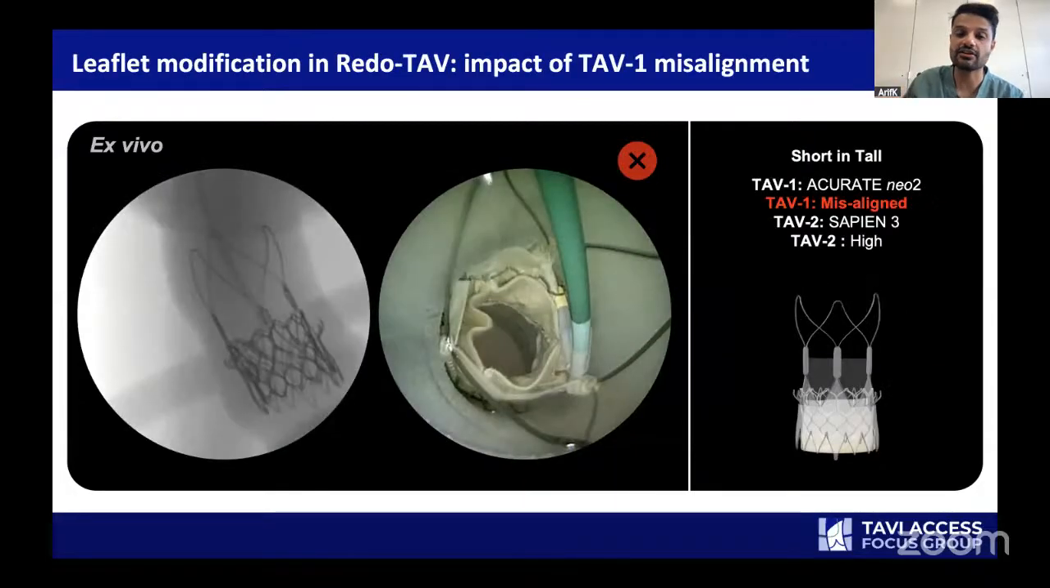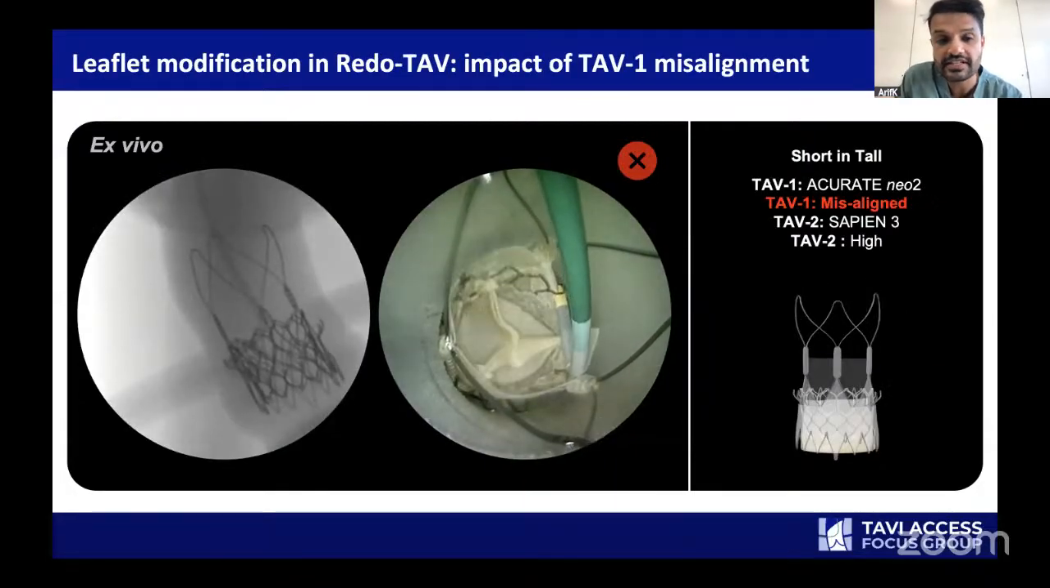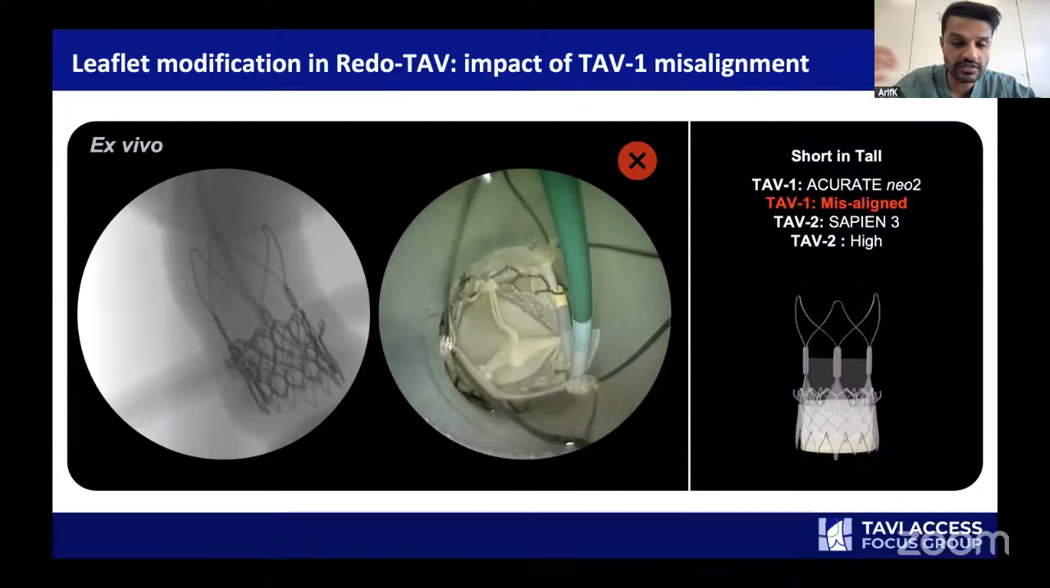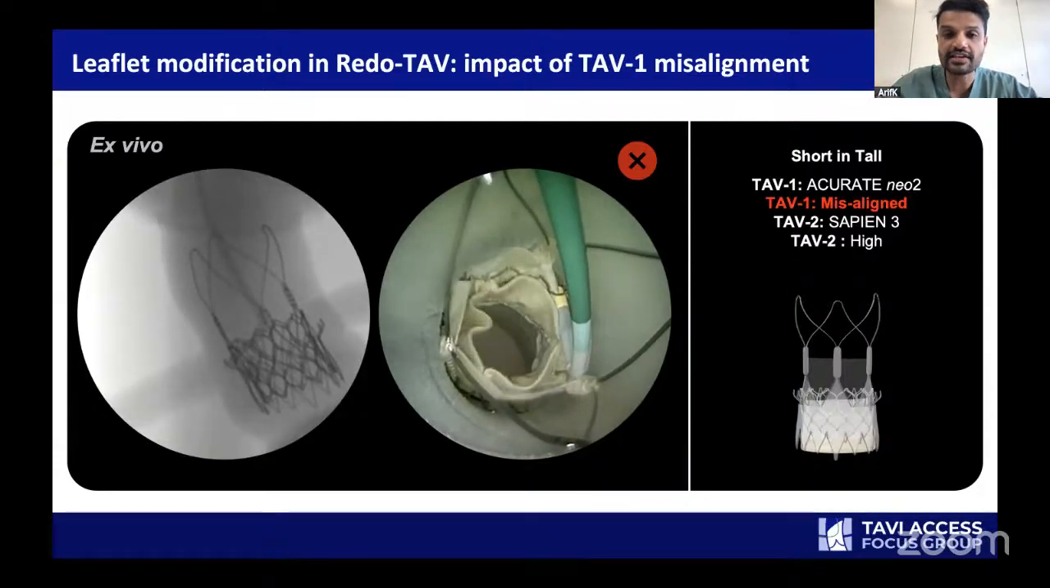However, it's not the complete answer, because you can see in this scenario, what we've done is we've actually misaligned the first valve, just to highlight that you may achieve a perfect splay in the leaflets, invested all the time, energy, and effort, and then if your first valve is misaligned, well, it's not going to work, especially if your post is directly in front of your coronary artery.